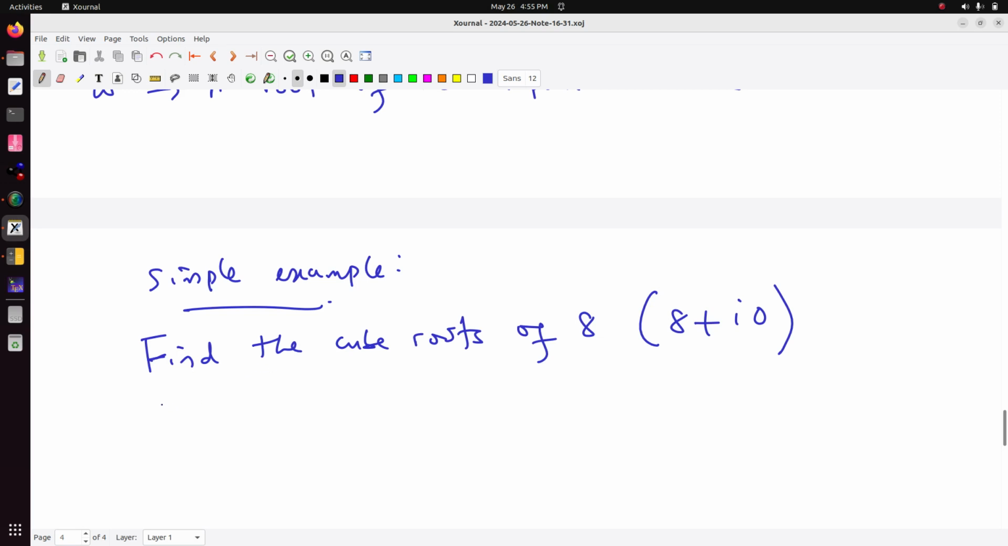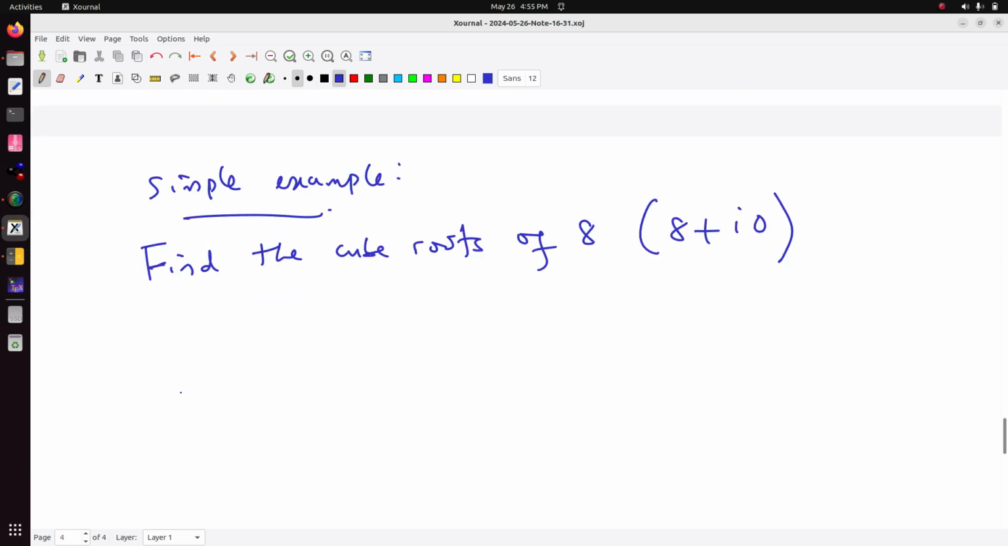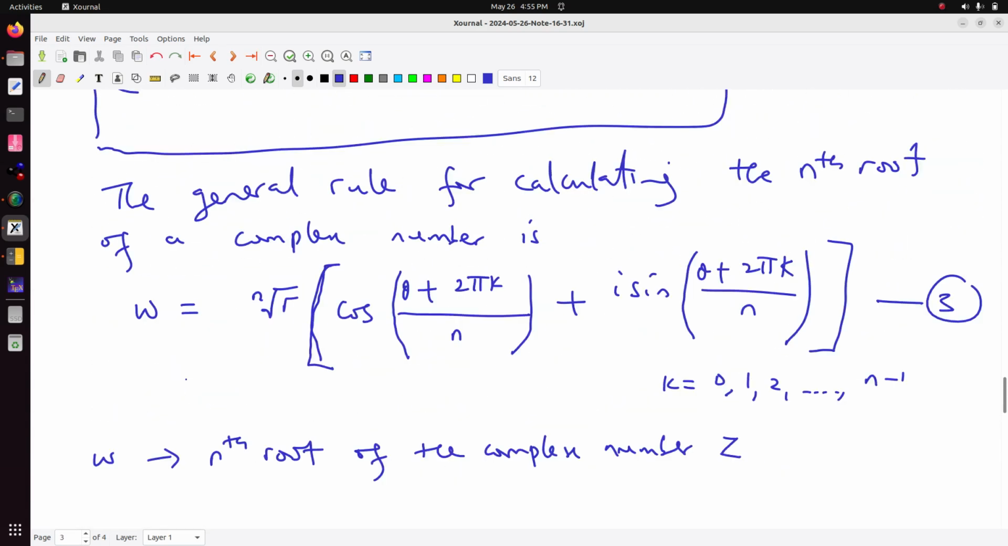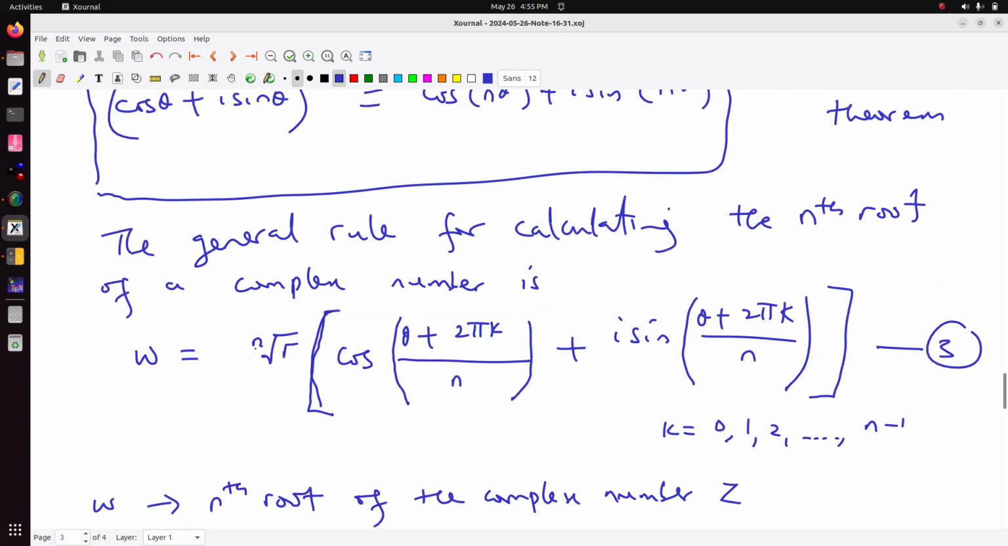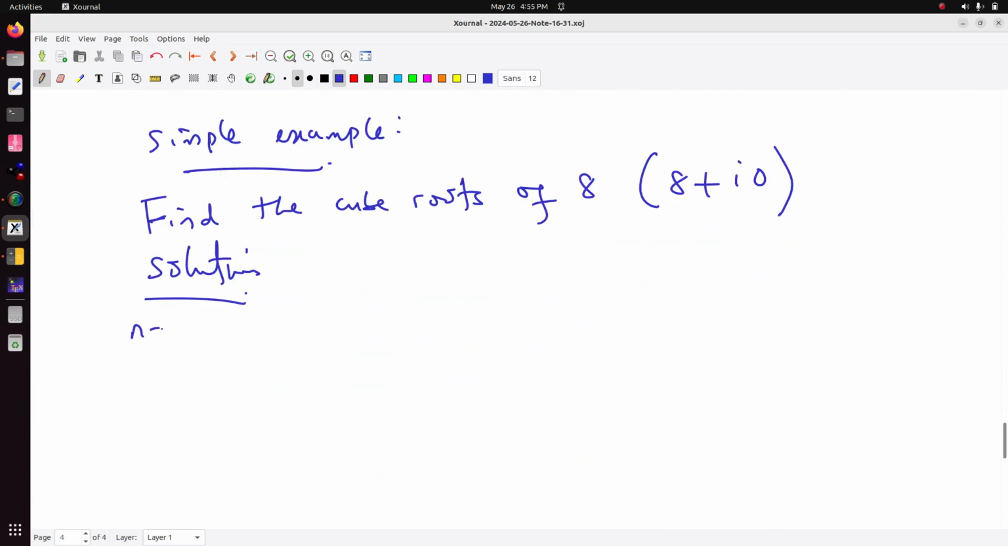So how do we find the cube roots? We need 3 answers. The first answer is actually obvious, which is 2, but we still have to work it out. Solution: we are going to use equation 3. We need n, r, theta, and k. What is n? n in this case is 3, because the question says cube root. k will run from 0, 1 up to n minus 1, 3 minus 1, which is 2. So there will be 3 values of k: 0, 1, and 2.